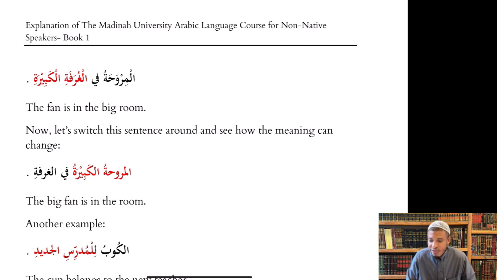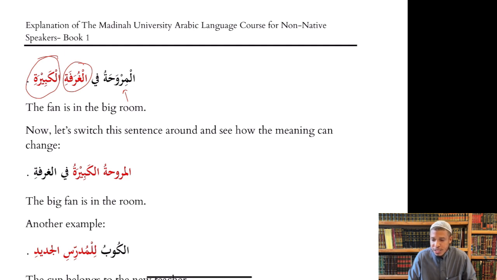المروحة في الغرفة الكبيرة. المروحة, this is your مبتدا. All right, this is a جملة اسمية, of course. This is your مبتدا. المروحة في الغرفة الكبيرة. The fan is in the big room. So look, this is your man'ut. This is what's being described. How is it being described? This is your na'at. The room is being described as big. All right. The mirwaha, the fan, is in the big room.